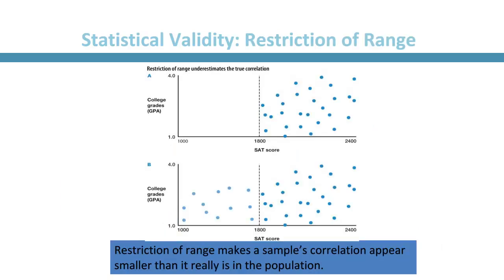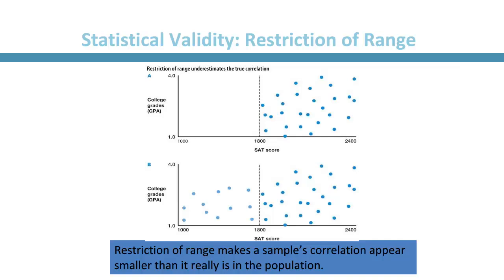We also have to consider restriction of range, and so here we have 2 scatter plots again, A and B, and we're looking at the relationship between SAT scores and college grades. So we know that SAT scores go from 1,000 to 2,400, and so we have that graphed here. Say that we have this data up top, data in scatter plot A. Our university only accepts SAT scores above 1,800.